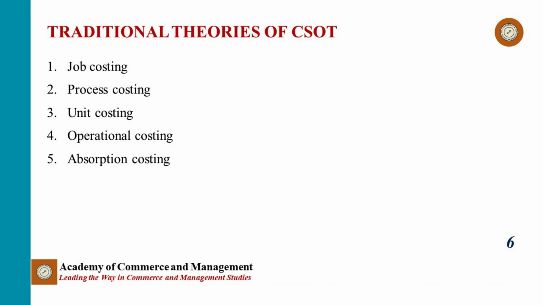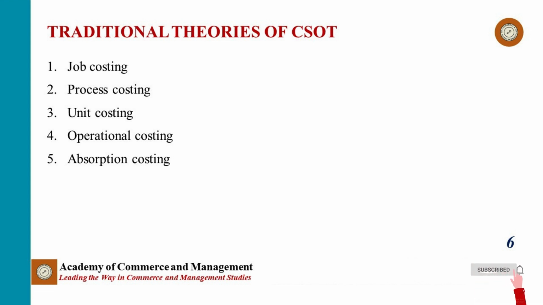Another traditional theory of costing is unit costing. This theory accumulates costs and assigns them to units of product based on direct labor hours, machine hours, or some other cost driver. Unit costing is a simplified version of job costing used when products are similar enough that individual jobs are not distinguished. It feeds a unit cost that can be compared to the selling price to determine profitability. However, unit costs may not reflect the actual costs of specific jobs.